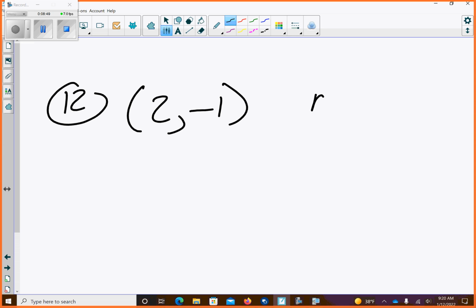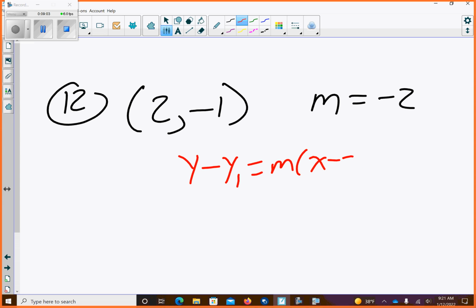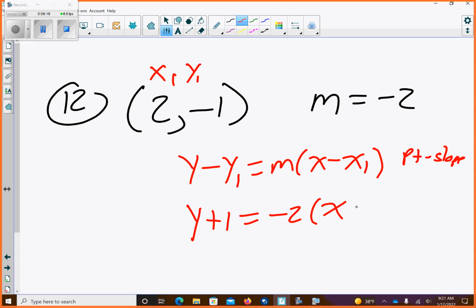So problem number 12, you have this, and you have a slope of -2. So there's 2 different ways you can go about this problem. You can go back to your days of Algebra 1 and realize you have this as point slope. And then you plug your values in. So this is x1, y1. Remember, when we plug in, it becomes opposite. So that becomes y plus 1 equals slope, and then opposite of +2, which is -2. So this is the point slope equation.